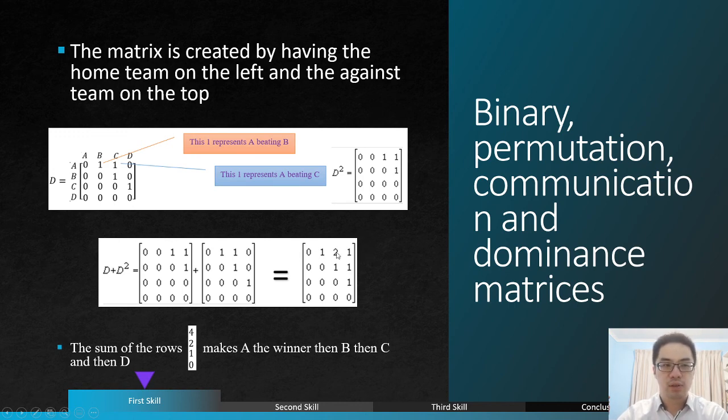As you can see, the first row, which belongs to Team A, has a sum of 4. Team B has a sum of 2. Team C has a sum of 1. And Team D has a sum of 0. Because Team A has the biggest sum, Team A is the winner. The next one is Team B, then Team C, and Team D is last out of the 4 teams.